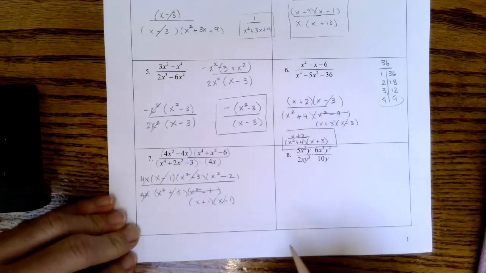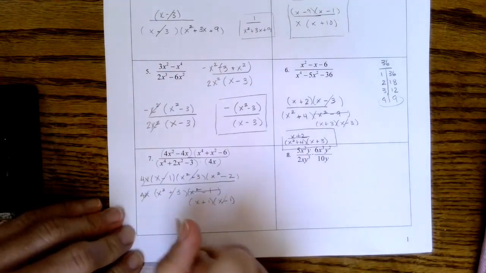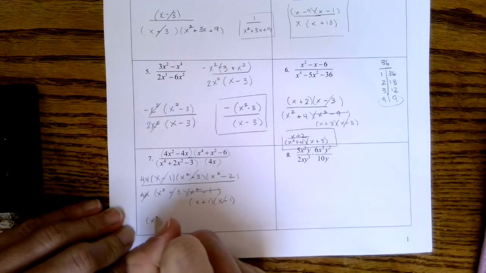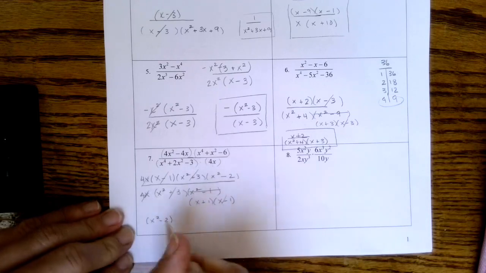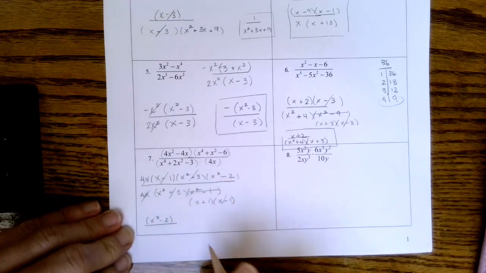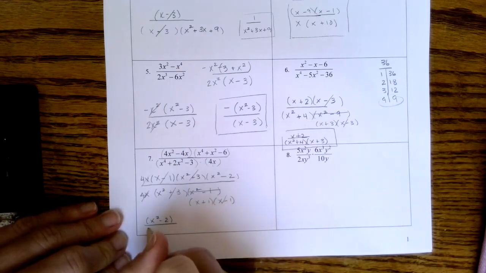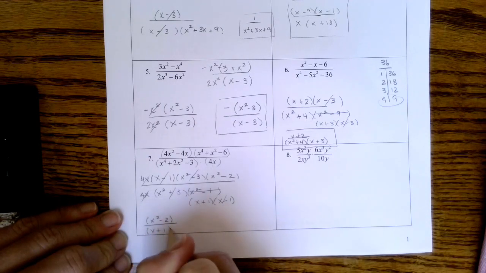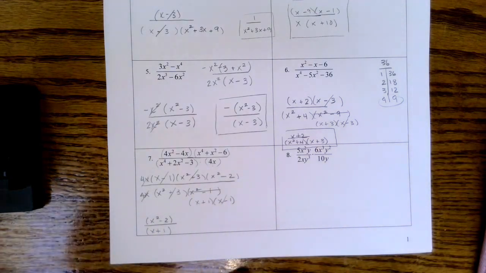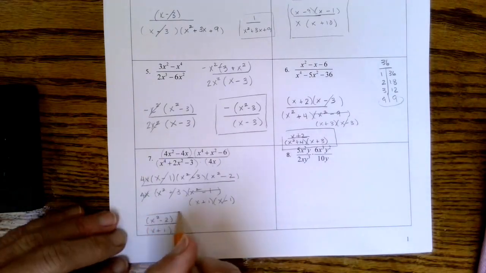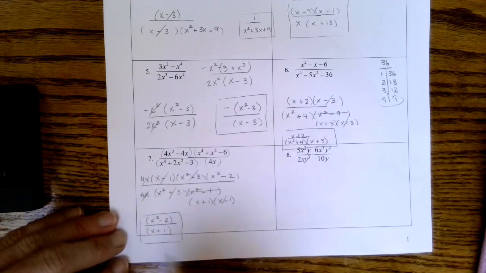That's the fun part, seeing which expressions are identical and can be canceled out. X squared minus 2 is in the numerator, and x plus 1 is in the denominator. We'll go ahead and box that.